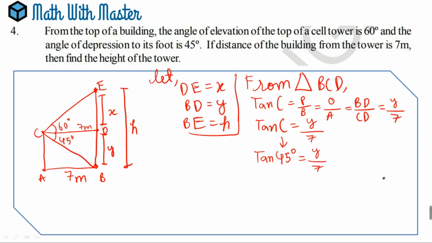So I can write tan C as tan 45 degrees. So first thing, if tan C is equal to tan 45 degrees, then angle C should be equal to 45 degrees, and our angle C is equal to 45 degrees. So I wrote it. So the value of tan 45 degrees is 1. 1 is equal to y by 7. Then y is equal to 7 meters.